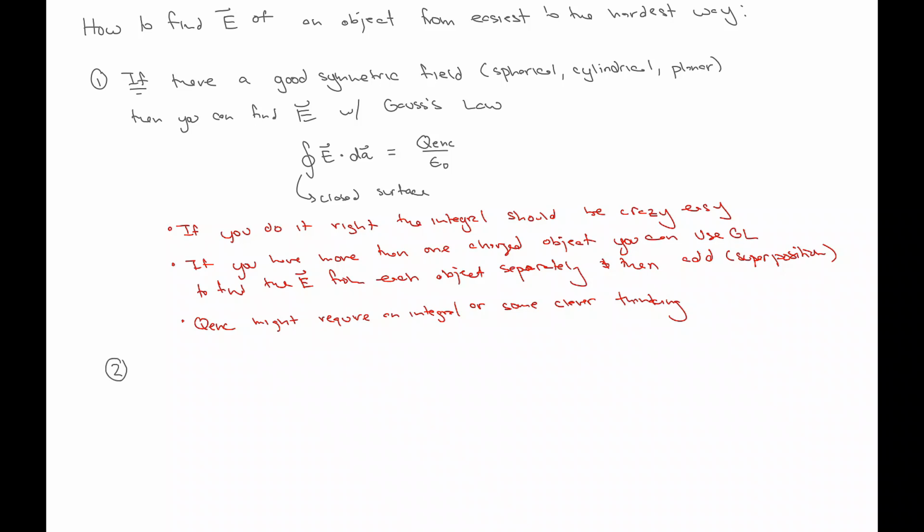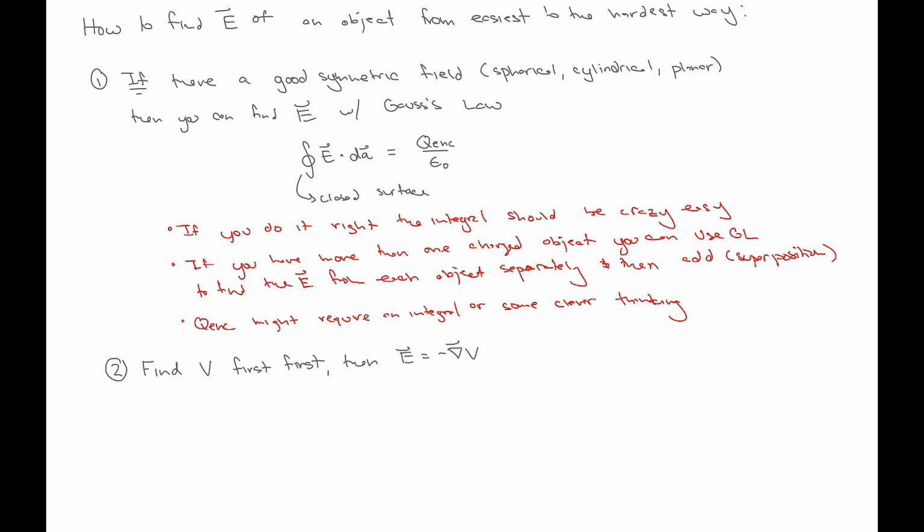You're going to just find the magnitude, of course, but if you do have a symmetric field, you should be able to reason what the direction of it is, either radial outward, up, down, something like that. So the next easiest way, if you can't use Gauss's law, is to find V first. You could do that using the integral I talked about on the last slide, and then you could calculate the electric field from the negative gradient of that potential.